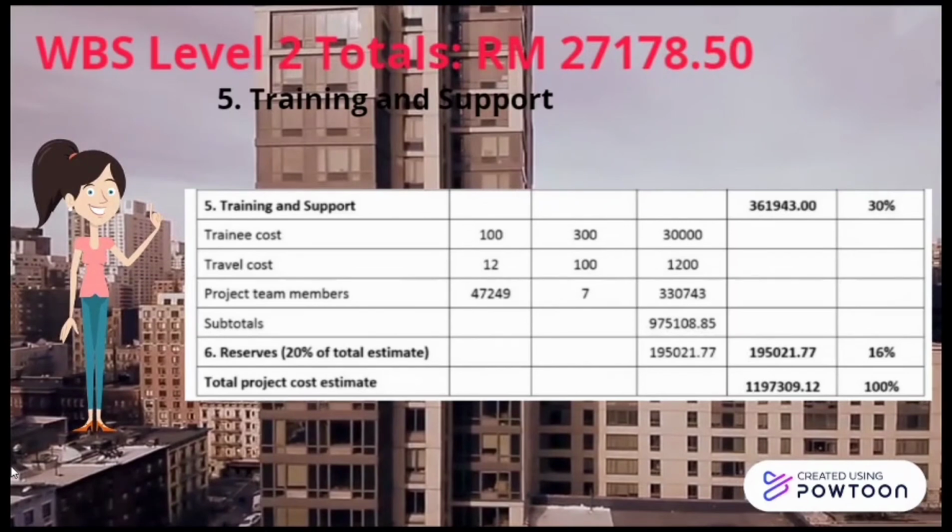The reserve is the money that will be used for any emergency purpose. We take 20% from the subtotal, so we get 195,021 ringgit. So our total project cost estimate is 1,197,309 ringgit and 12 cent.